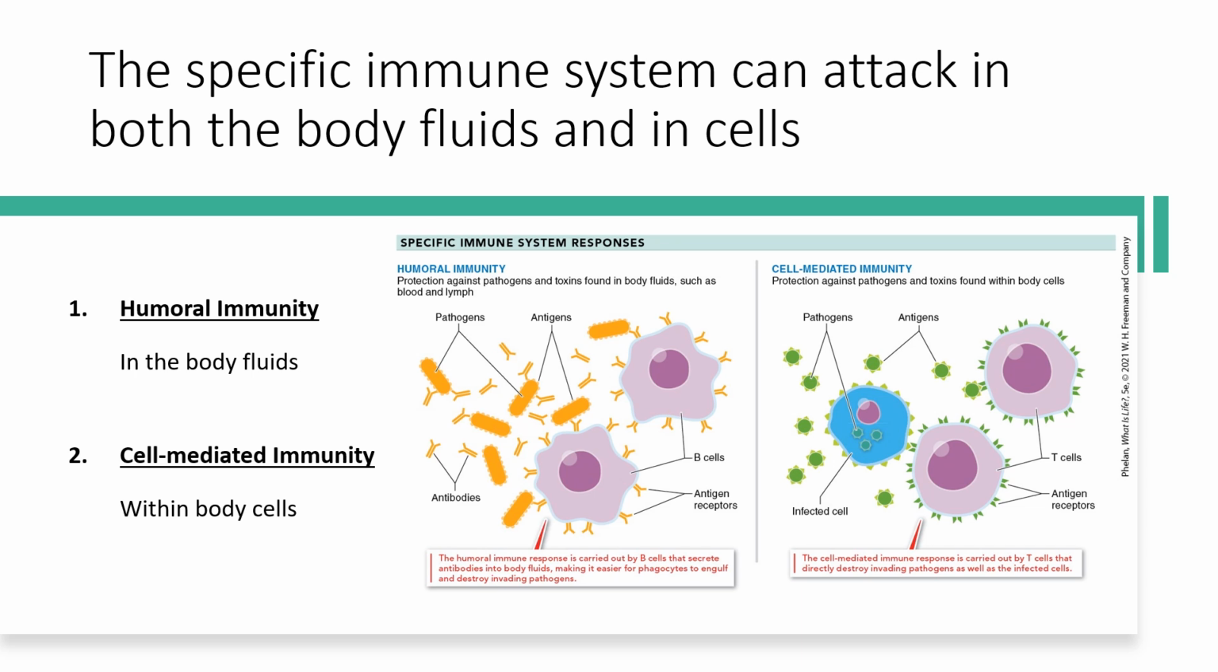There are two types of specific immune responses. The specific immune response can attack either pathogens in the body fluids, which is known as humoral immunity, or if pathogens get inside cells, it can also attack pathogens within those cells. This is called cell-mediated immunity.